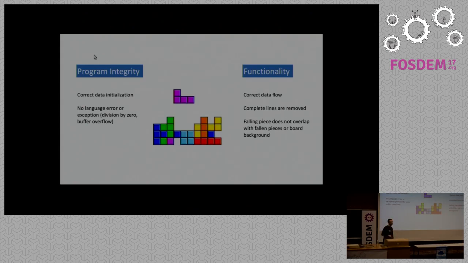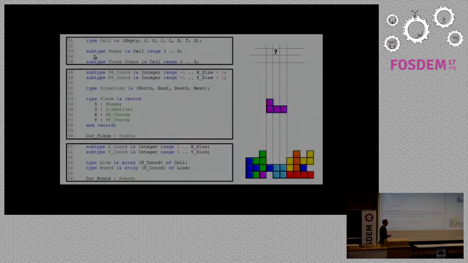Then we'd like to show that the flow of data in the program is correct. It's accessed correctly with respect to the specification. That complete lines are removed, and that's quite important because that's how you score points. And that the falling piece doesn't overlap with the pieces that have already fallen or doesn't go outside, because then it's really annoying when a piece goes somewhere you cannot see it anymore. So that's for the functionality. So let's see how you express that in Ada.